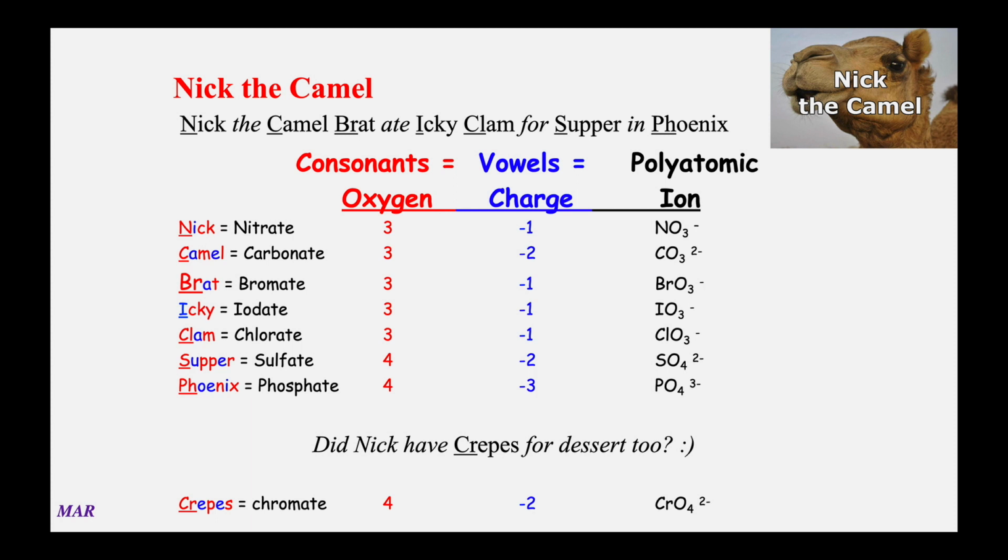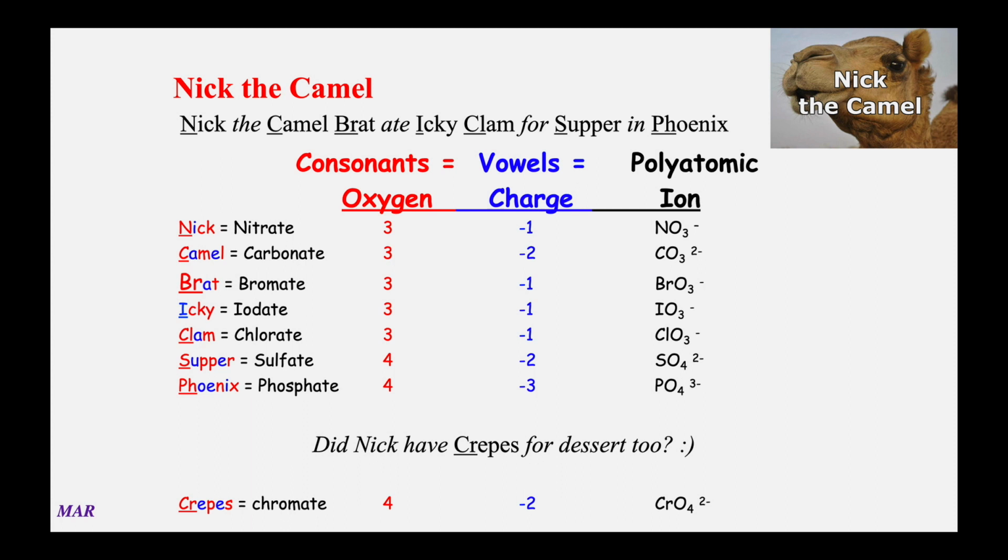So notice here in Nick, you have 3 consonants. N, C, and K are not vowels, but it does have one vowel. So the number of consonants equals the number of oxygens, and the number of vowels is the charge. So Nick has 3 consonants. It's got 3 oxygens. The I is the single -1 charge, and the N is the nitrogen of nitrate. So nitrate is NO3 -1.